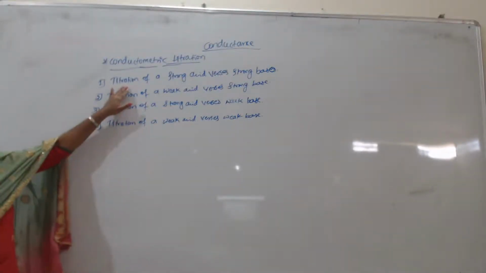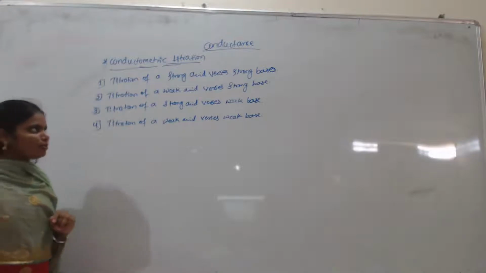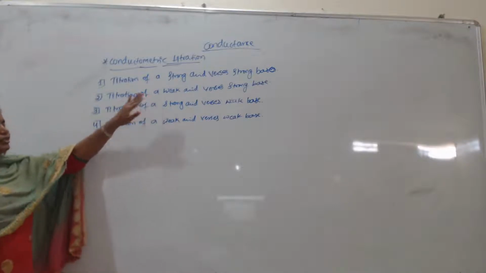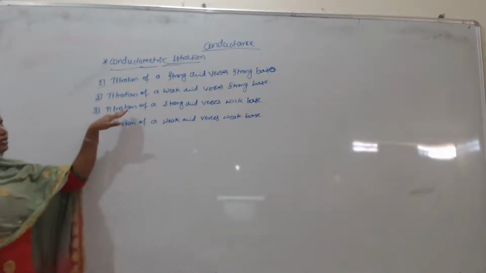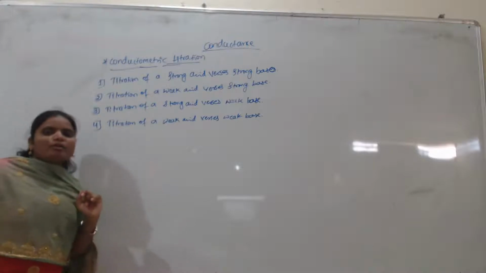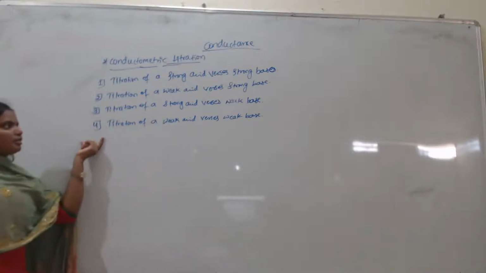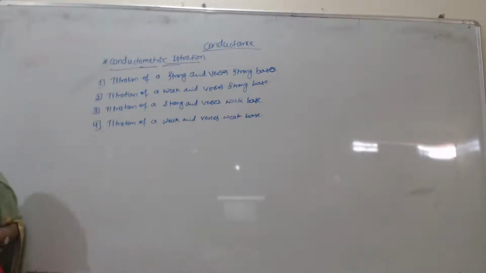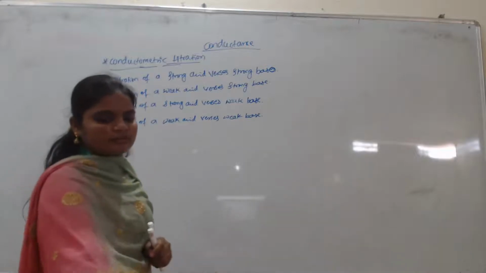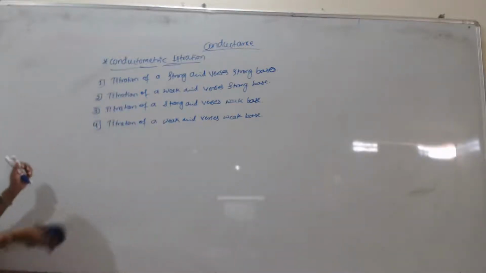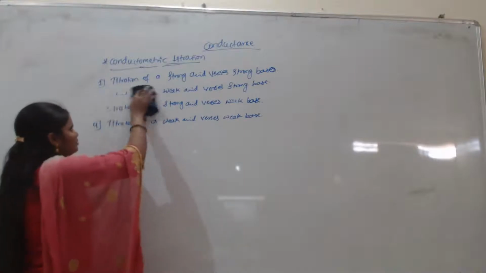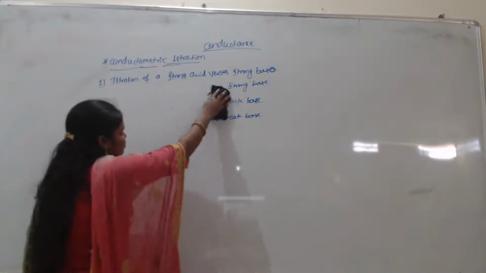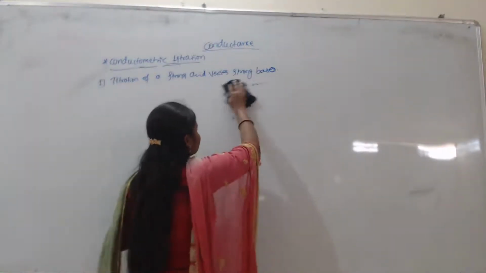Okay, so the first is the titration of a strong acid versus strong base, the second is a weak acid versus strong base, the third is a strong acid versus weak base, and the fourth is a weak acid versus weak base. We discuss the first one here: the titration of strong acid versus strong base.